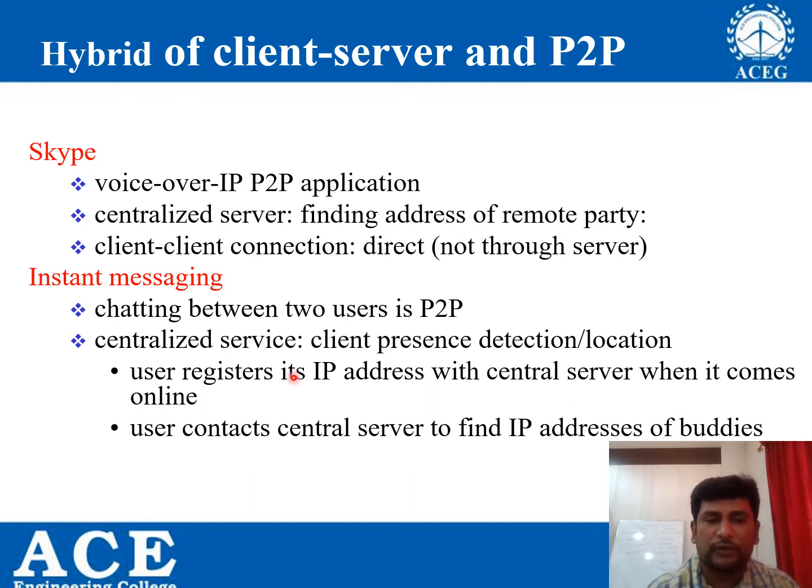Generally, every user, that is every peer, has to register its IP address with the central server. So when it comes on, this helps to detect its presence so that any other person who would like to communicate will be able to do so. The users contact the central server to find the IP address of their buddies. For instance, I want to communicate with another colleague. First, I approach the central server to know his IP address, and once we know it, we are able to communicate directly with each other.